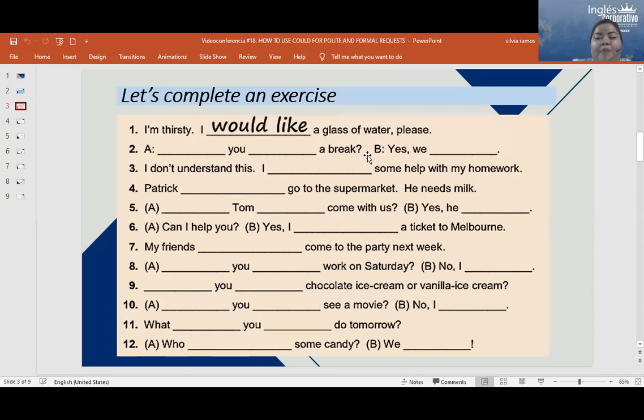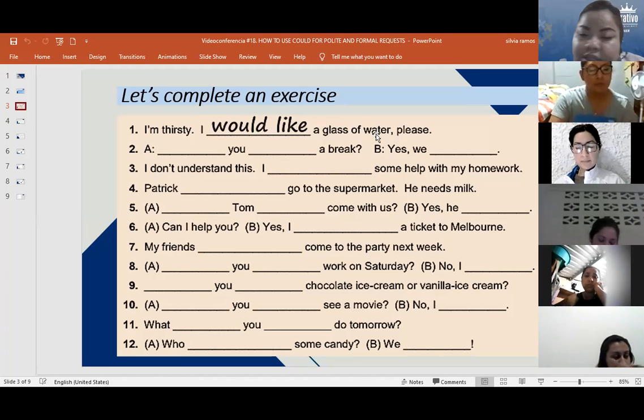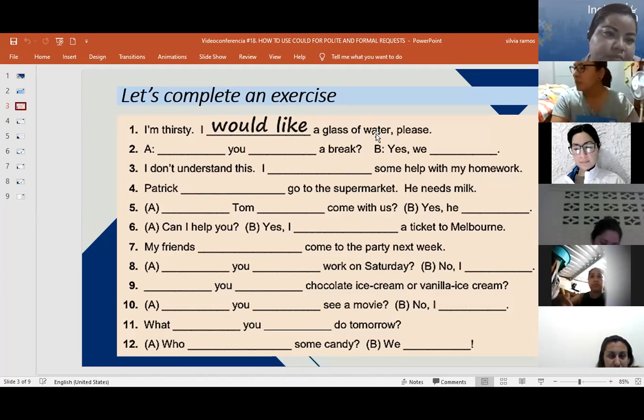It says, a break. Is this a break a verb or a noun? What do you think? It's a noun, exactly. It is a noun, so we're gonna use would you like a break? Yes, I would, or yes, we would, right? So let's start. Let's go ahead and do this individually, right? Would like to or would like?